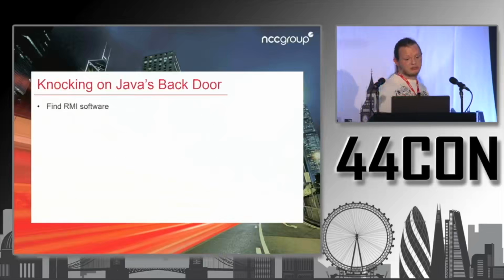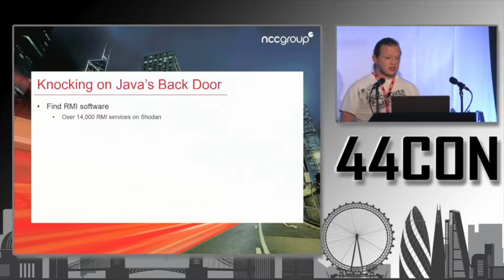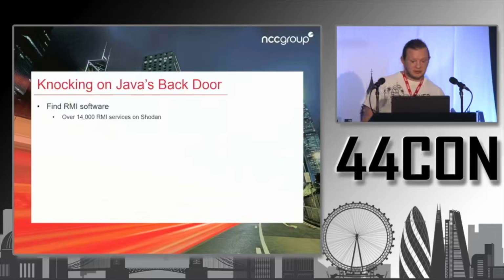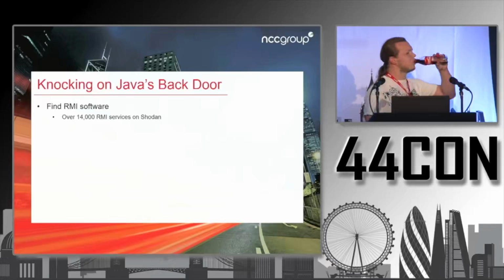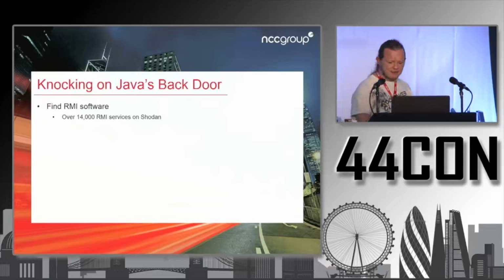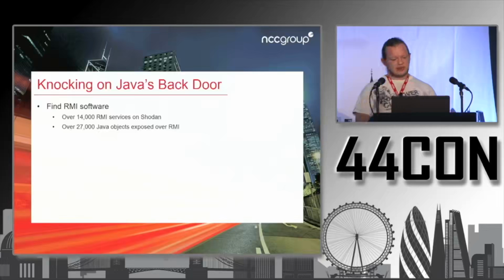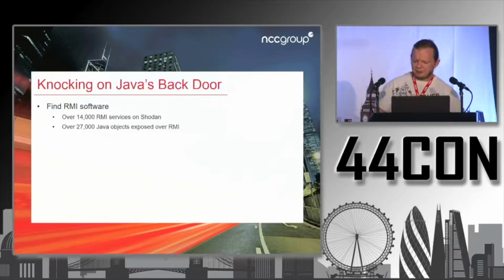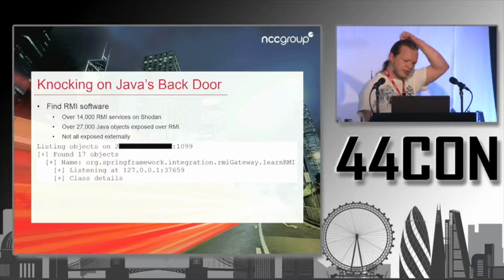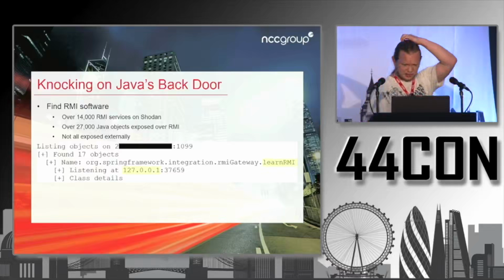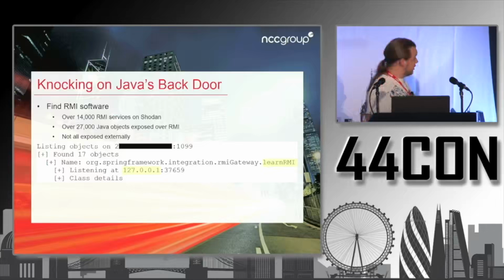And I use this to do some knocking on Java's back door. I use this to find RMI software that was sitting on the internet. So at the time, I found over 14,000 RMI services on Shodan. So only a few. And between those services, I found over 27,000 Java objects that were exposed. Not all of those were exposed externally. So we've got some guy here that was learning RMI, and the objects were listening on localhost.